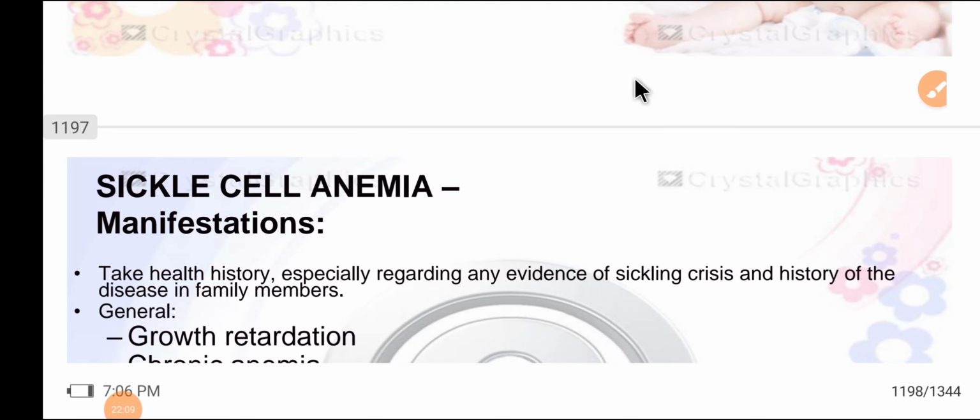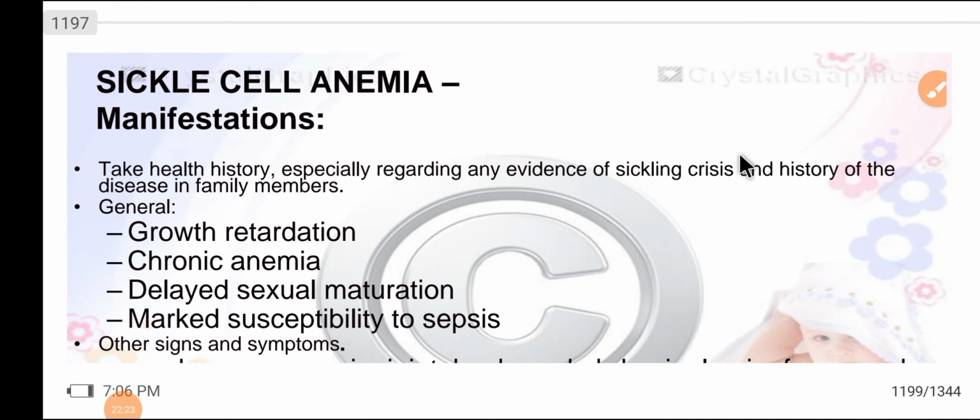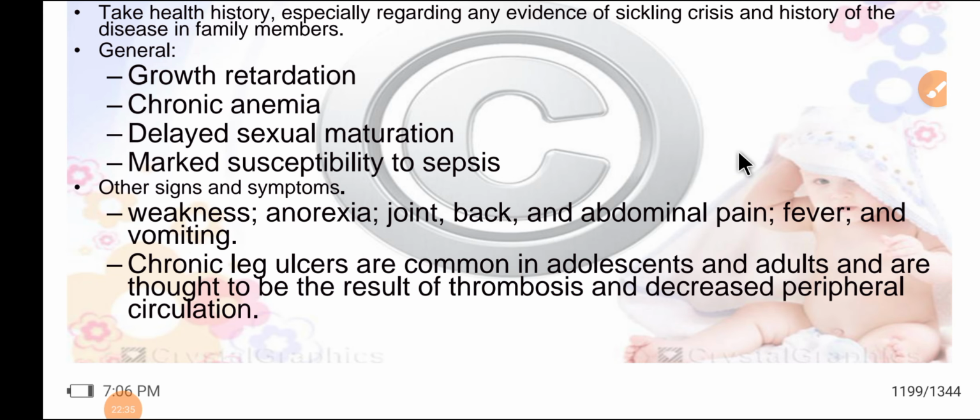Sickle cell anemia manifestations: take a health history, especially regarding any evidence of sickling crisis and history of the disease in family members. General: growth retardation, chronic anemia, delayed sexual maturation, marked susceptibility to sepsis. Other signs and symptoms: weakness, anorexia, joint, back and abdominal pain, fever and vomiting. Chronic leg ulcers are common in adolescents and adults and are thought to be the result of thrombosis and decreased peripheral circulation.